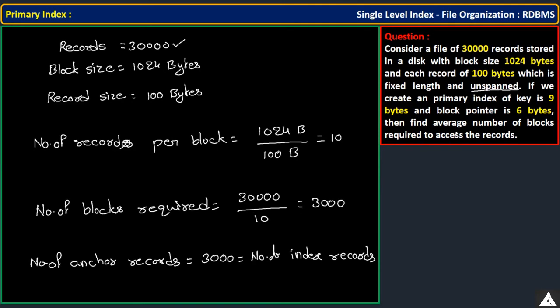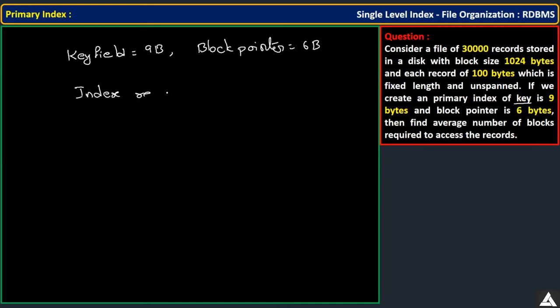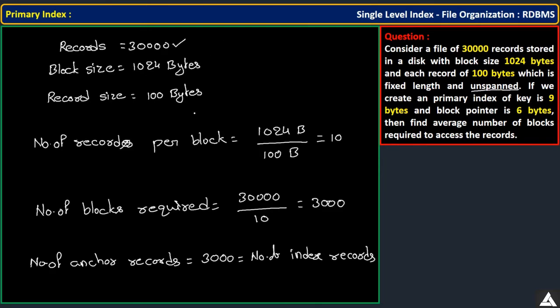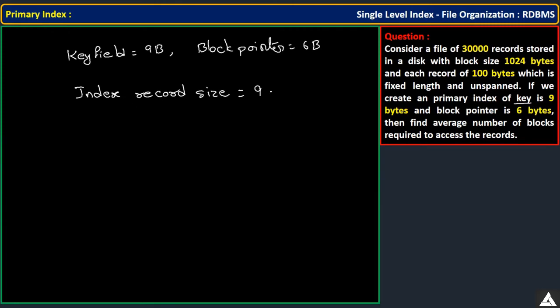Now let us take the remaining things. He has given that we create a primary index, so we are applying this on the primary index. The key field is going to take 9 bytes and the block pointer is going to take 6 bytes. That is what he mentioned. So what is one index record size? An index record is nothing but the key and block pointer, so 9 plus 6, 15 bytes is required for one index record.